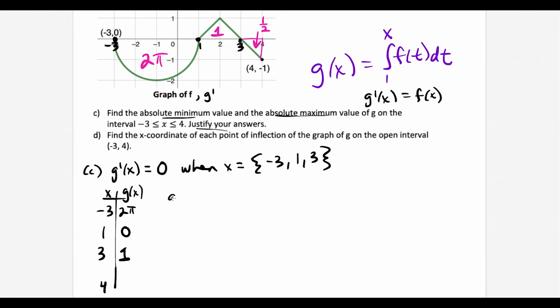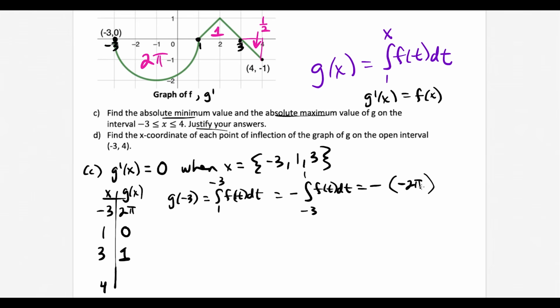Otherwise, there's no shame in this. If I wanted to find g of -3 by hand, I just use my formula here. And this is the integral from 1 to -3 of f of t dt. And for this one, I'm just going to go ahead and flip the limits of integration and put a minus in front. So this would go now from -3 to 1. And from here, I'll leave the minus sign on the outside. And what is the area under the curve from -3 to 1? Since the 2 pi is under, I just have to throw a negative in front. And -2 pi is 2 pi. So that's why we have 2 pi here.